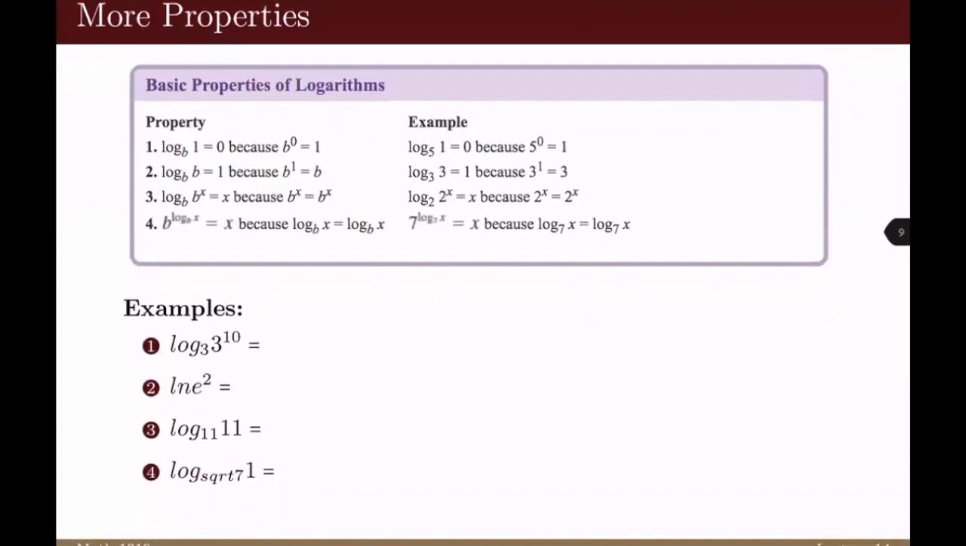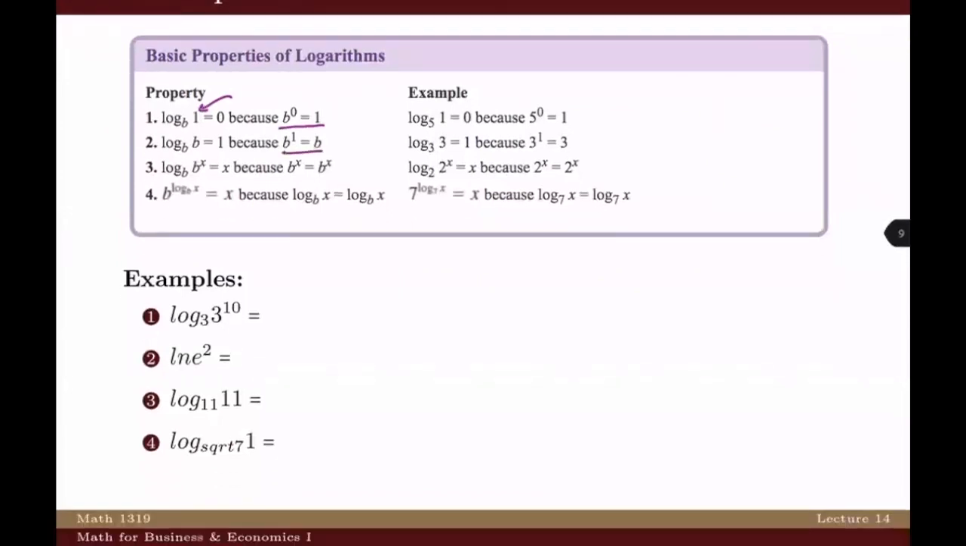So these are some more properties of logarithms. They are important to remember. The first one is just anything to the 0 power is 1. So whenever you have a 1 inside the log, you're going to get 0. And then you have b to the 1 equals b. So whenever you have the same number as the base and as the number inside the log, it's going to be 1. Stuff like that.